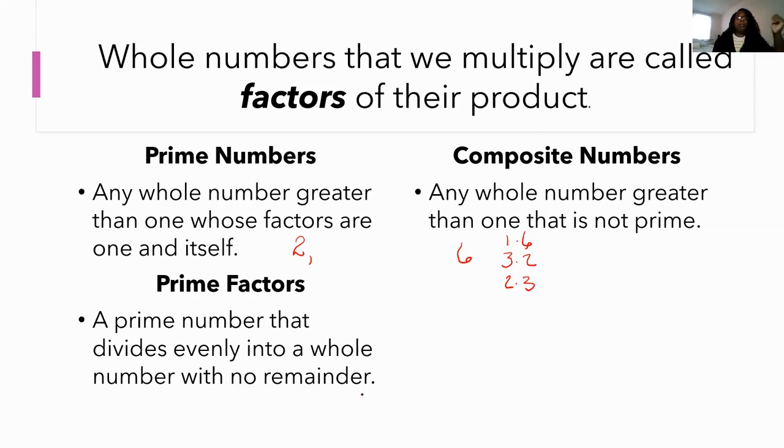Now when we talk about prime factors, it's a prime number that divides evenly into a whole number with no remainder. If I have the prime number 3, and I say 18 divided by 3, that gives me 6. So 3 and 6 are factors. And you're thinking, didn't you say that 6 can break down into 3 and 2? What type of numbers are 3 and 2? Prime numbers.